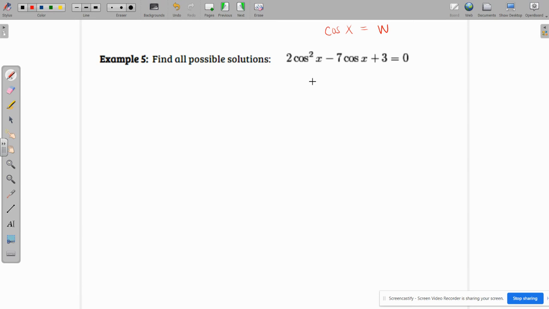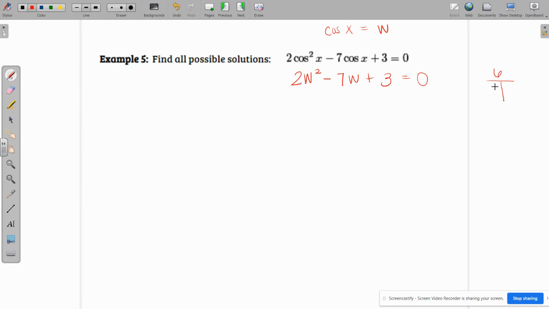It's the cosine squared of x, and then the cosine of x here. This is a quadratic, right? If I replace cosine squared with w squared, I would have 2w squared minus 7 times cosine of x is w plus 3. That's a problem that you all know how to factor, right? You could split the middle, however you need to go about doing it. I'll show you one time right now how to split the middle, but I'm expecting that you're all comfortable with factoring. So 2 times 3 is 6.